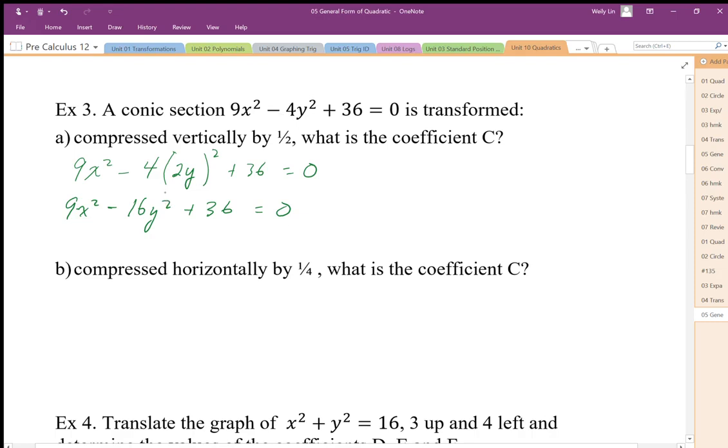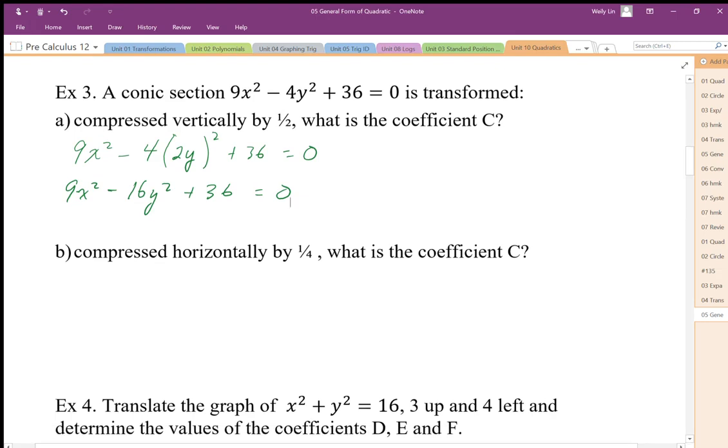Now we'll see in the next one, it actually gets bigger relative to the a value, because that ratio of a squared to c squared is how we determine our radius. So if we're compressing horizontally by 1/4, we're going to do this. 9 compressing is going to be timesing. Okay, we're going to do the opposite. Minus 4y squared plus 36.